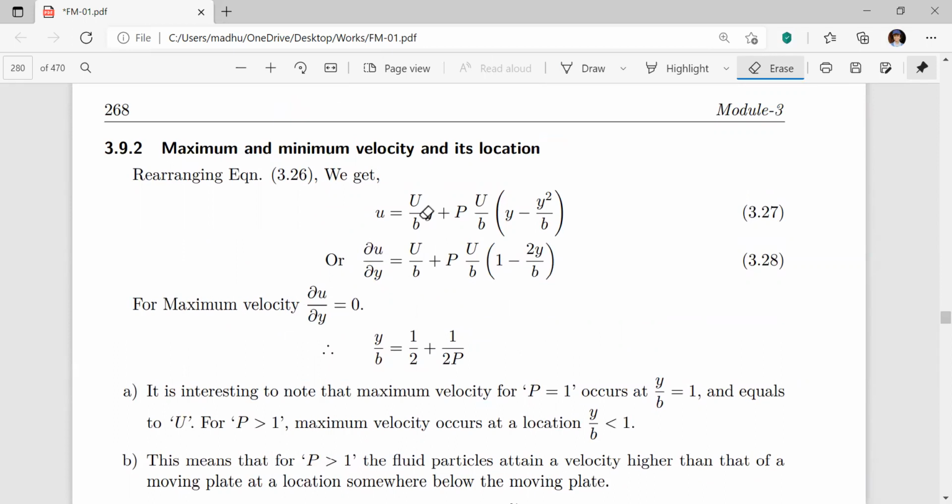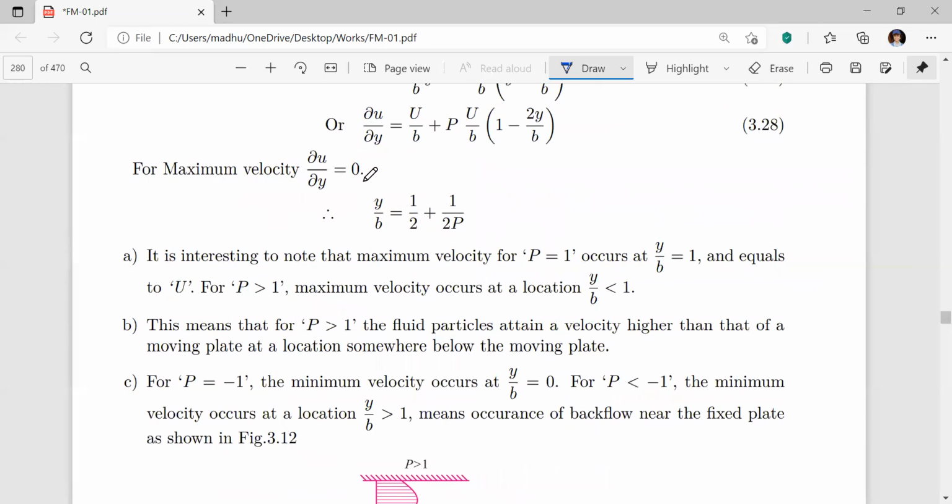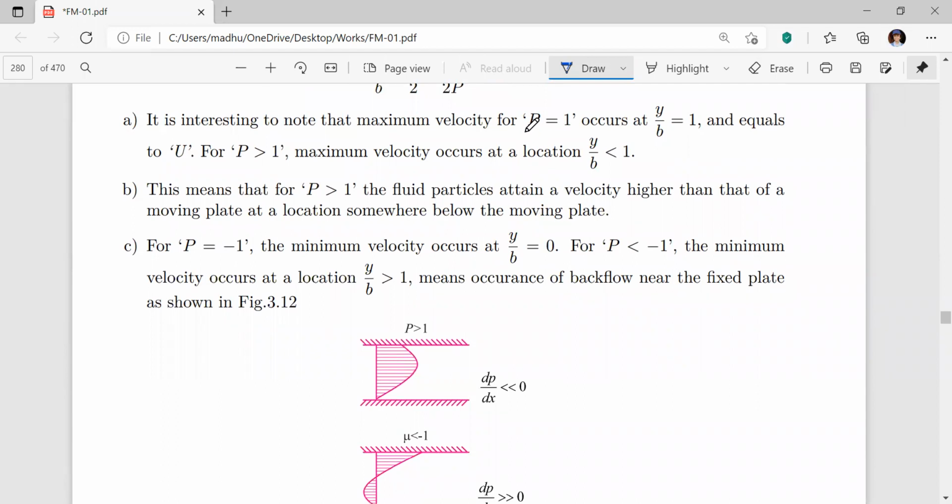We have a continuation of this expression as the maximum and minimum velocity and its location. You just see that u we have derived. So this is the expression u is equal to capital U by b into y plus P into capital U by b into y minus y square by b, or delta u by delta y is equal to U by b plus the non-dimensional pressure gradient P into U by b into 1 minus 2y by b. So for maximum velocity, delta u by delta y is equal to 0. There is no velocity gradient for maximum velocity, and y by b tends to half plus 1 by 2P from the above expression.